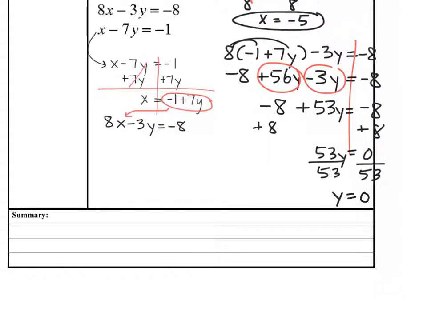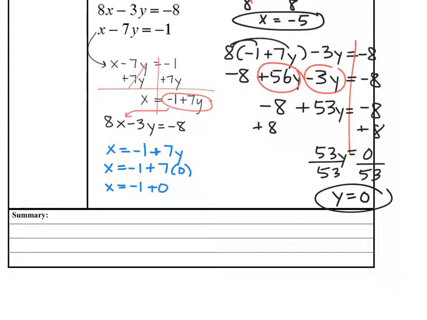The last thing that we need is x. I'm going to use the one that's already solved. X equals -1 plus 7y. And where I see a y, I'm going to put a 0. 7 times 0 is 0. So x is equal to -1. Where did you get -1 plus 7y? -1, 0.